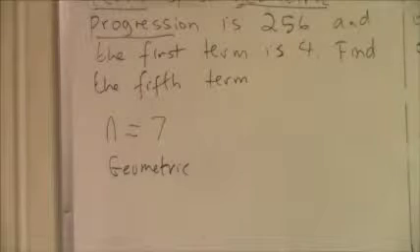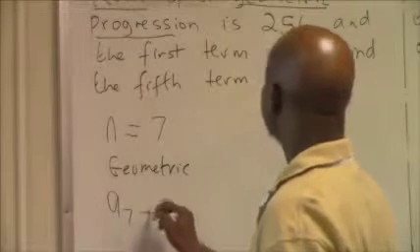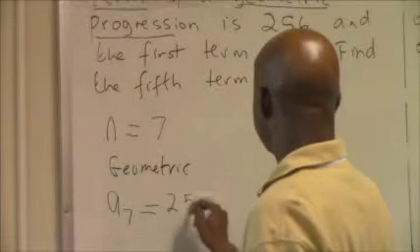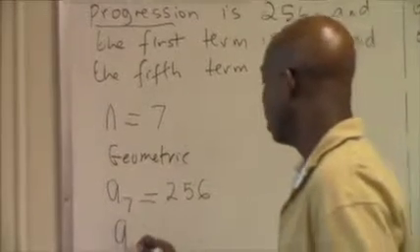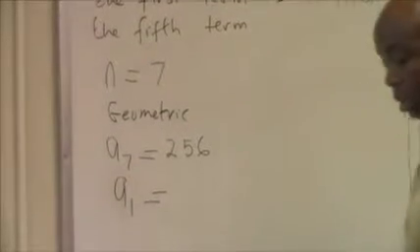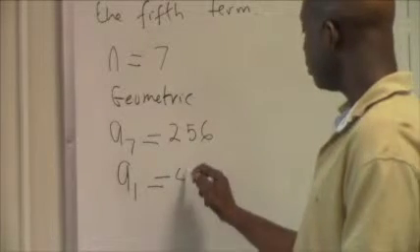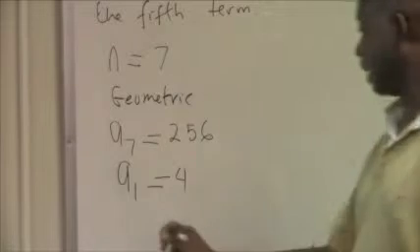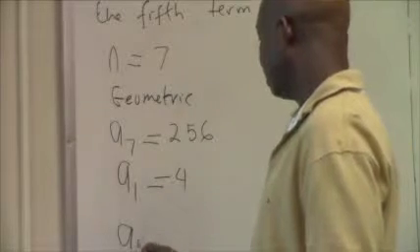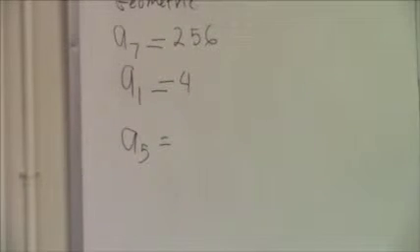The seventh term is 256. So A7 is 256. And the first term, that means A1, is equal to 4. All right. And they want us to find A5.